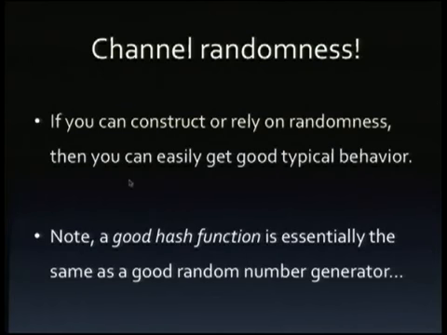randomness. If you can construct or otherwise rely on randomness in your data set or in your algorithm, then you can easily get good typical behavior, even if your worst case behavior when you analyze the algorithm is really, really bad. And at this point, it's worth noting that a good hash function is essentially the same as a good random number generator. A good random number generator takes a seed and generates some number that is basically completely unrelated to the seed. It's an expensive hash function admittedly, but you can generate randomness with a good hash function. Good hash functions are essentially random and unpredictable, right?